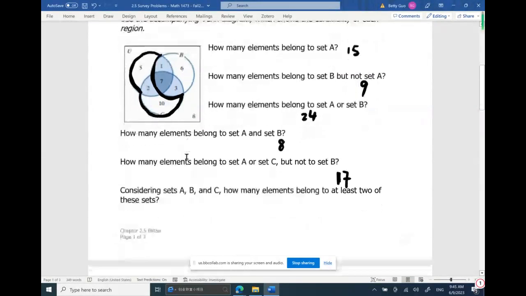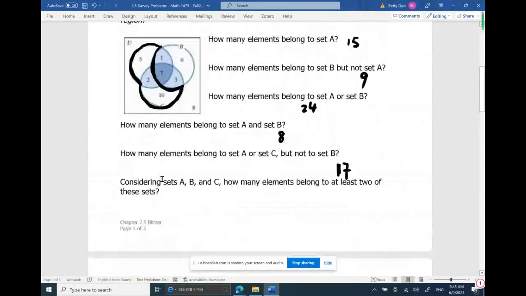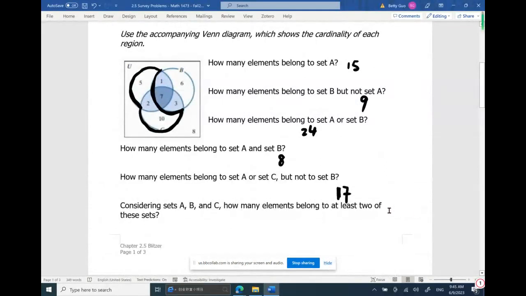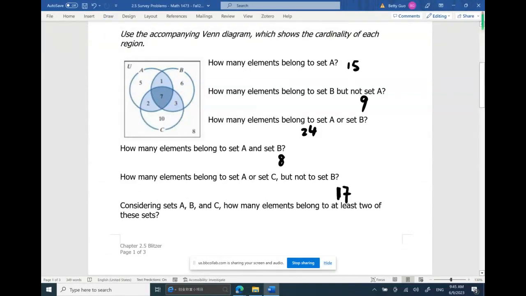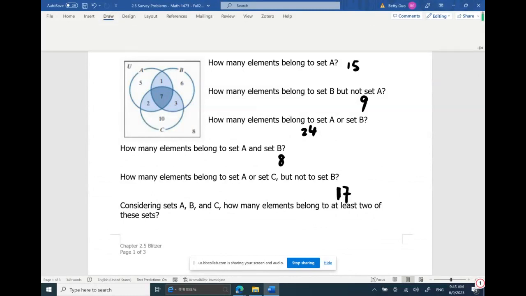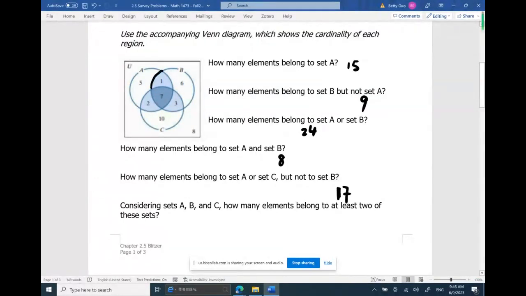We have one more part. Considering sets A, B, C, how many elements belong to at least 2 of these sets? Same as all the previous parts, we find a region first. Which region represents the set of elements belonging to at least 2 of the 3 sets? It is this region, okay?